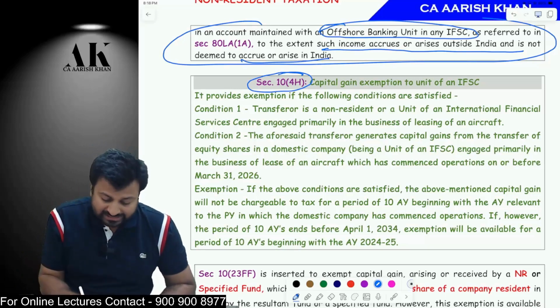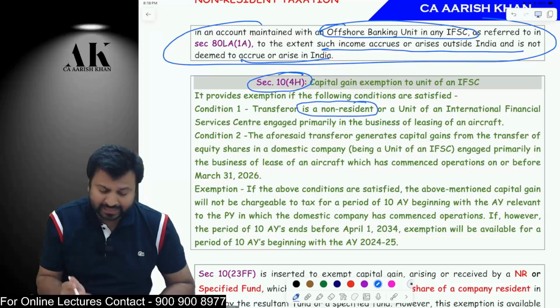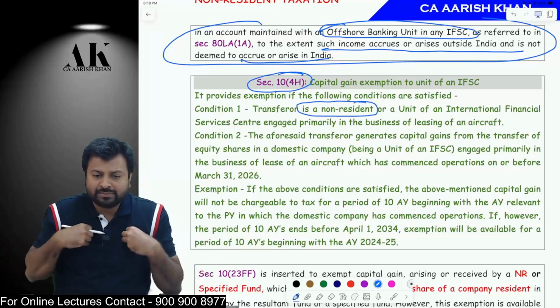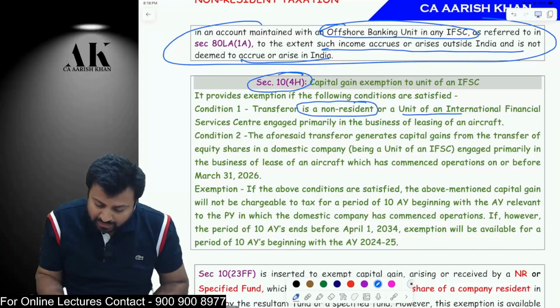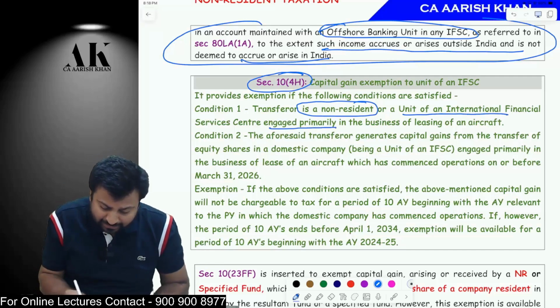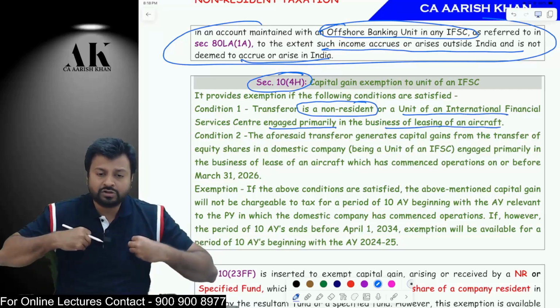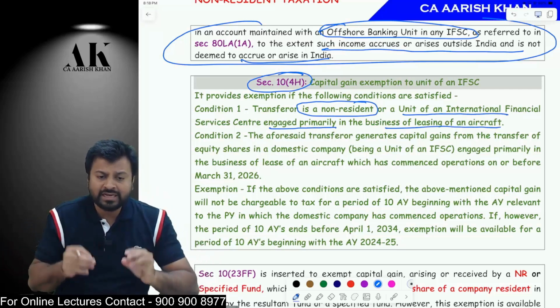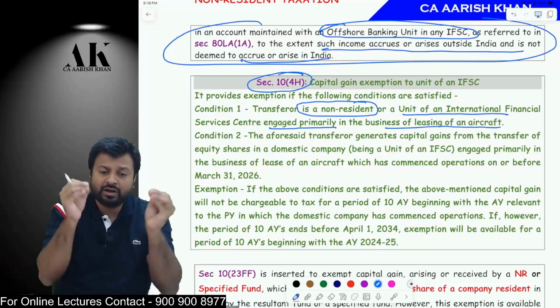What are the conditions? The assessee, the transferor, is a non-resident. Who is a transferor? If I am transferring something, I should be a non-resident or I should be a unit of an IFSC engaged primarily in the business of leasing of aircraft. So I should be a non-resident or unit of IFSC and we should be engaged in what? Leasing of an aircraft. Okay.